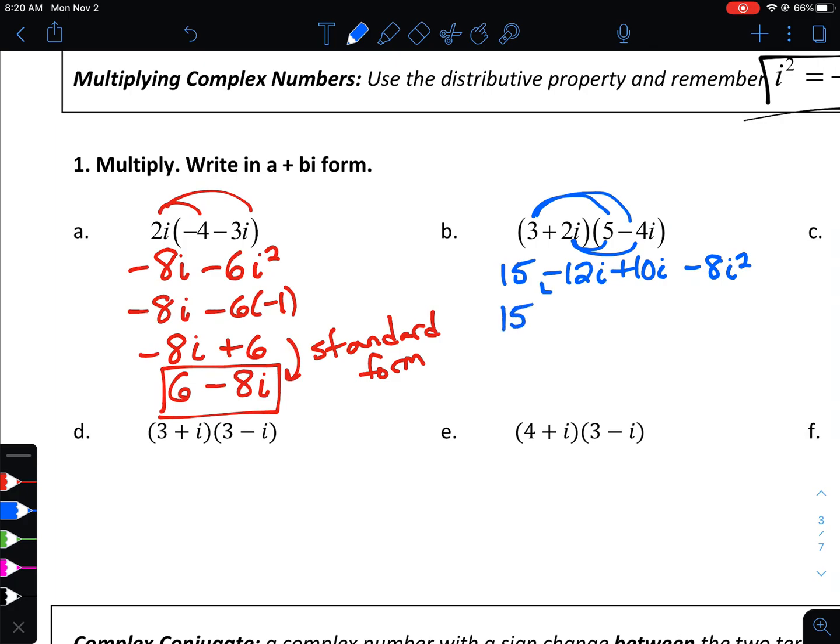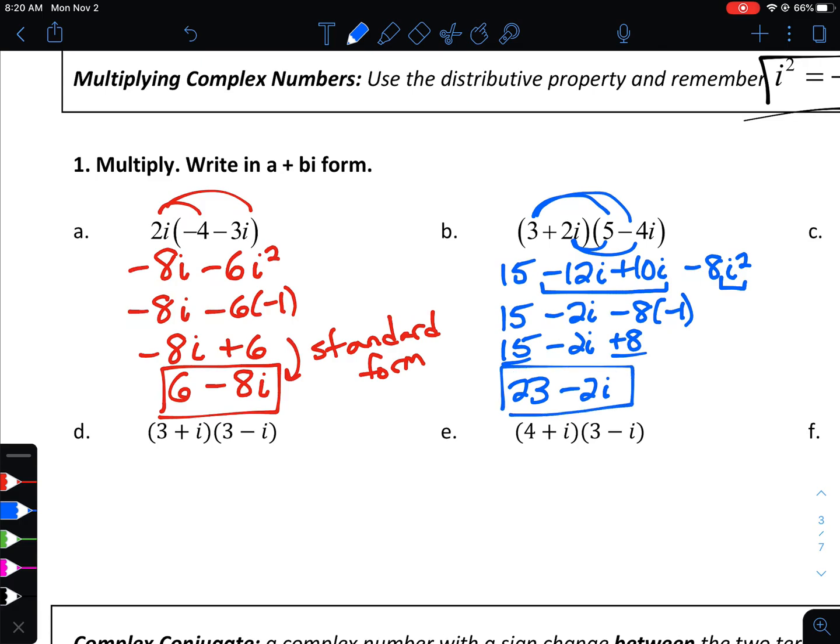All right, so a couple of things we can do. First is that we can combine our like terms in the middle of that expression. So -12i plus 10i is a -2i. The next thing we can do is we can rewrite i squared as -1. So then we can multiply those together, 15 minus 2i plus 8. And then once again, combine like terms, 15 plus 8 is 23. And then we'll put the -2i after.